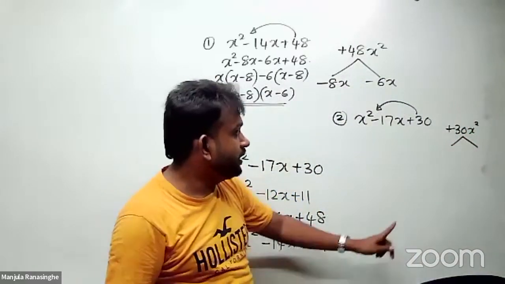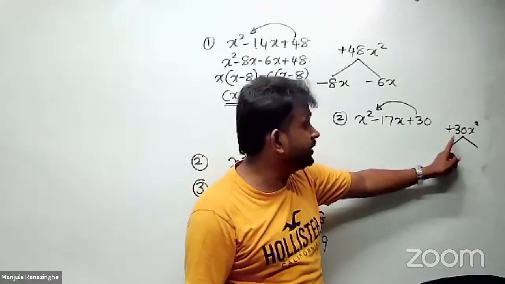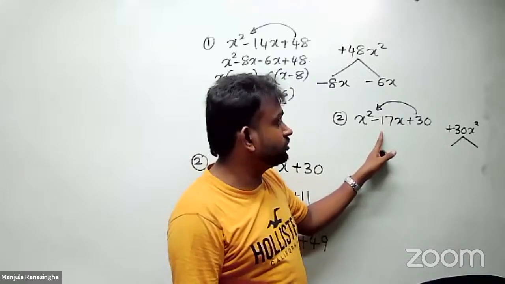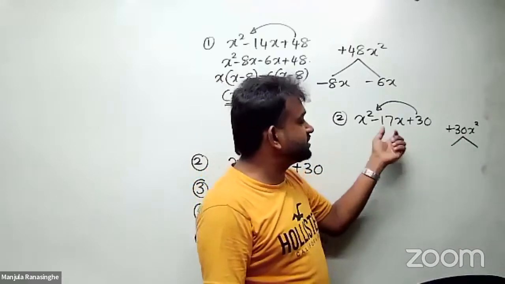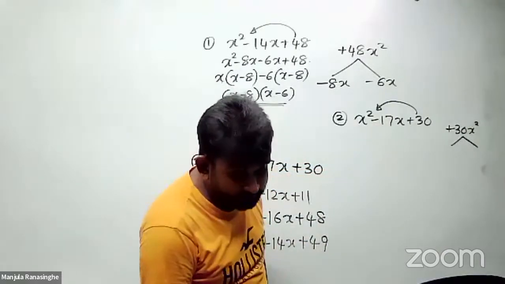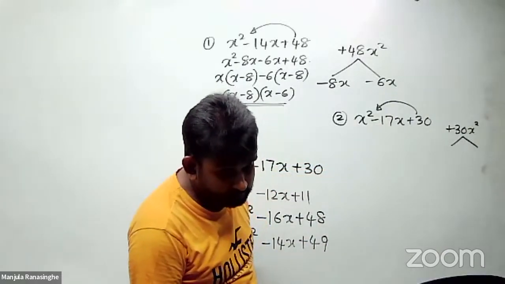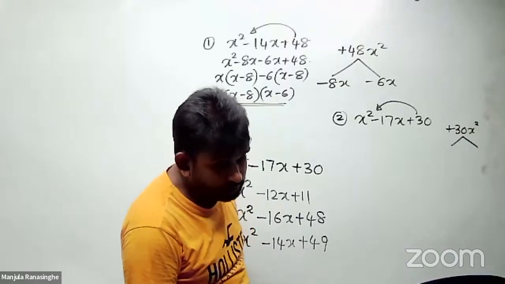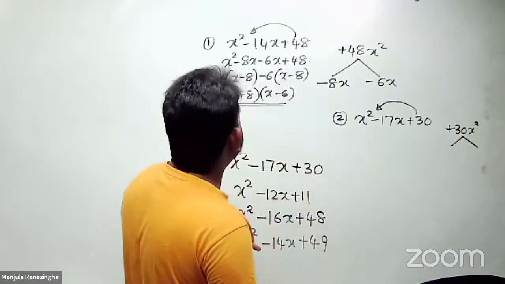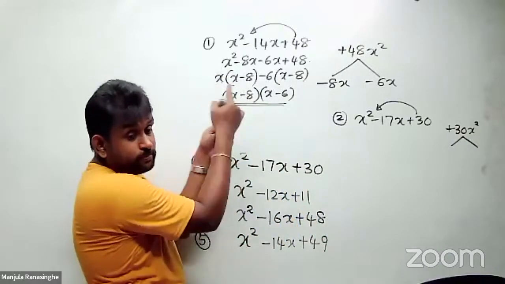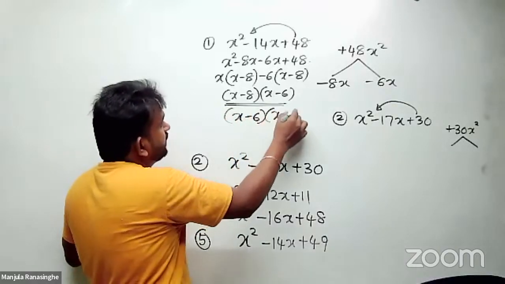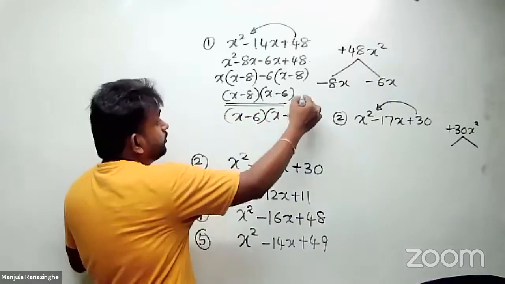Then we have the product plus 30 and the sum negative 17x. So the product is 30 and the sum is 17, and here it is negative. So yes, we can write it as x minus 6 into x minus 8. These two terms may be exchanged, so x minus 6 into x minus 8, or x minus 8 into x minus 6. Both are okay.